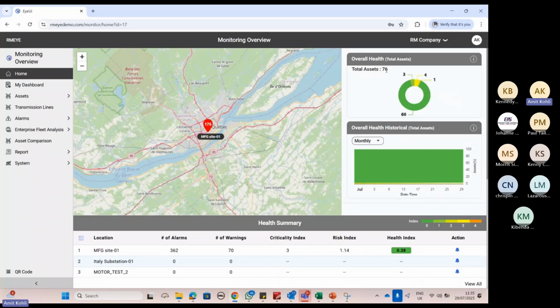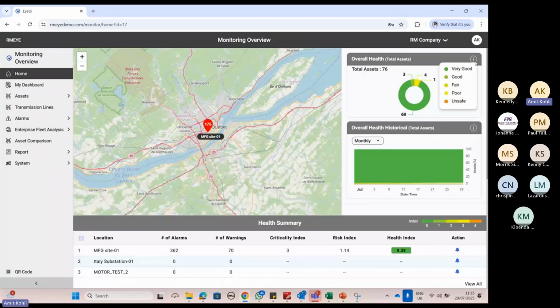So right now there are 76 assets connected. Out of 76 assets, 68 assets are in very good condition, 3 assets are in good condition, 4 assets are in poor condition, and 1 asset is in fair condition. So very quickly, I get to know, out of all the assets that are configured into the system, what their health is, and then I will be more interested to see which are my poor assets.